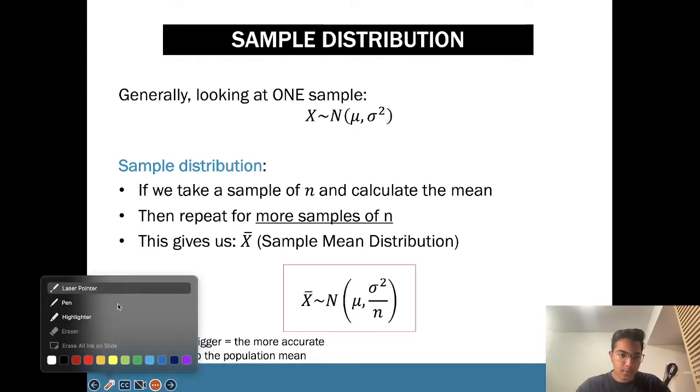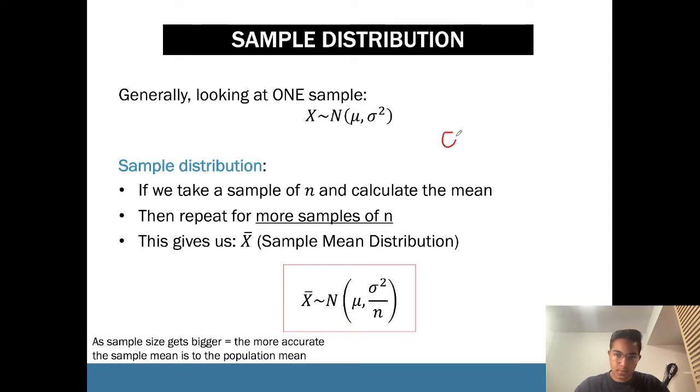I'll write this down as well. Sigma squared over n. As we take n and approach infinity, so if we do the limit as n approaches infinity, our variance is going to equal 0. So as our sample size gets bigger, the more accurate our sample mean is to the population mean, right? But yeah, that's basically it for this part.